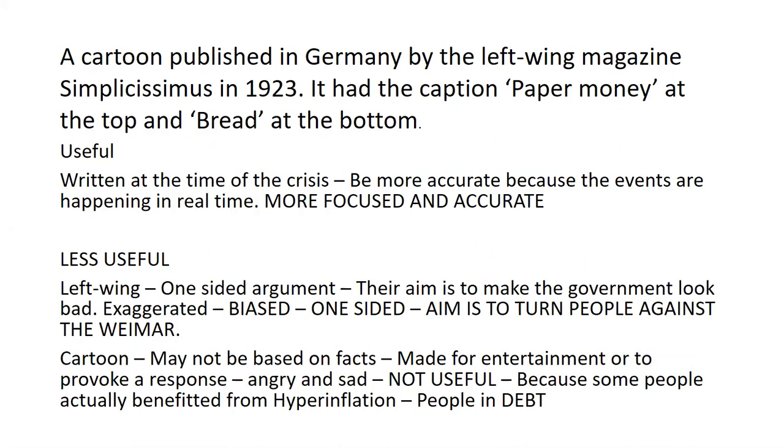And lastly, the provenance. It doesn't need to be significantly detailed. Now, you can use your knowledge in the provenance. So if you said it was written at the time of the crisis, tell the examiner what was going on in 1923. You could say it's useful because it's more accurate, because the events are happening in real time. It's more focused. It's more of a real life event going on at that time. You could flip that and say it's less useful because of the emotions involved, and the fact that people are going to be angry at the time because of how serious this event was.